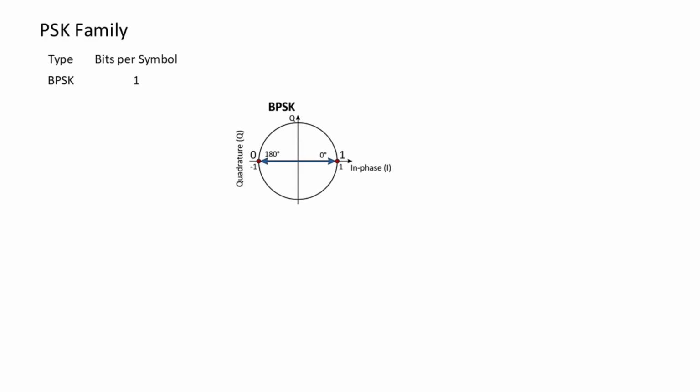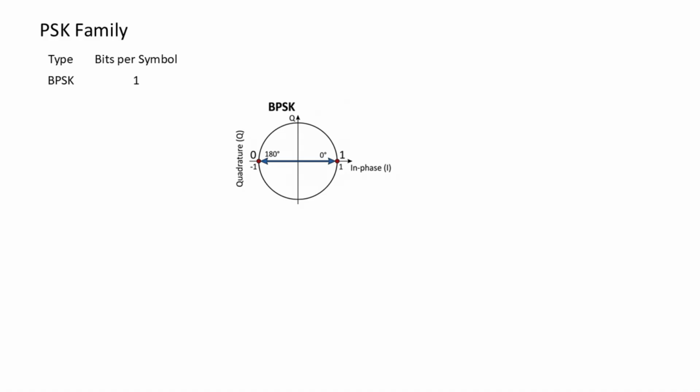In this scheme, each bit is mapped to one of two possible phase states of the carrier signal, typically 0 degrees for bit 0 and 180 degrees for bit 1. This is why, on the phasor diagram, we only see two distinct points located opposite each other on the circle, representing these two phase states.